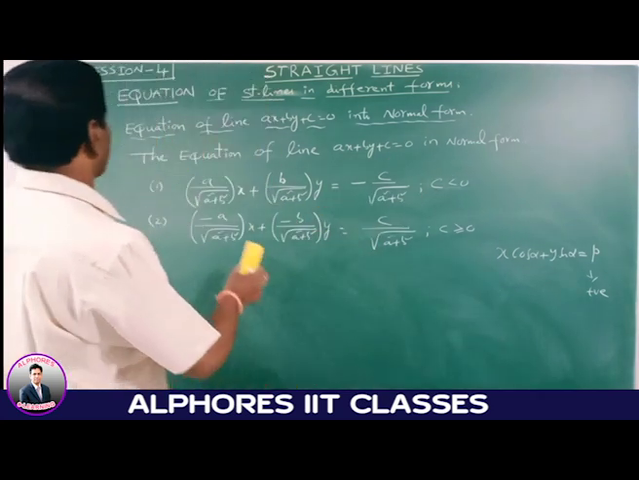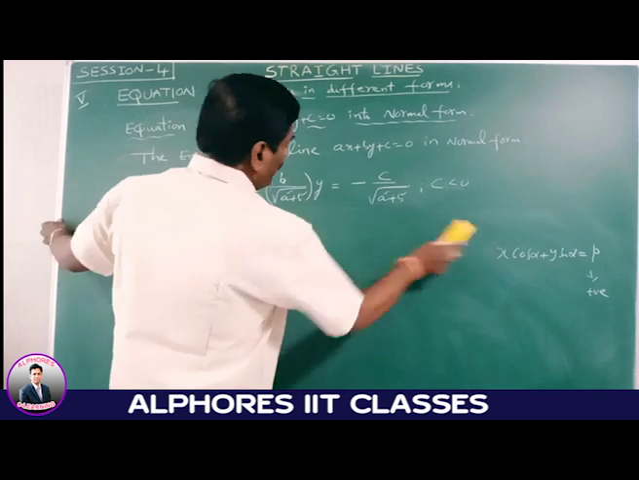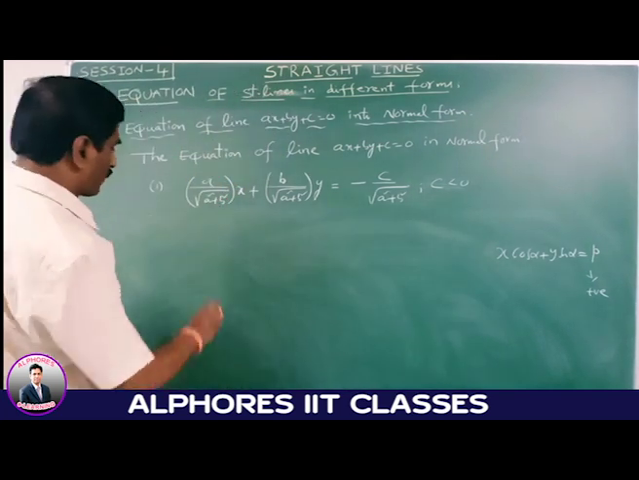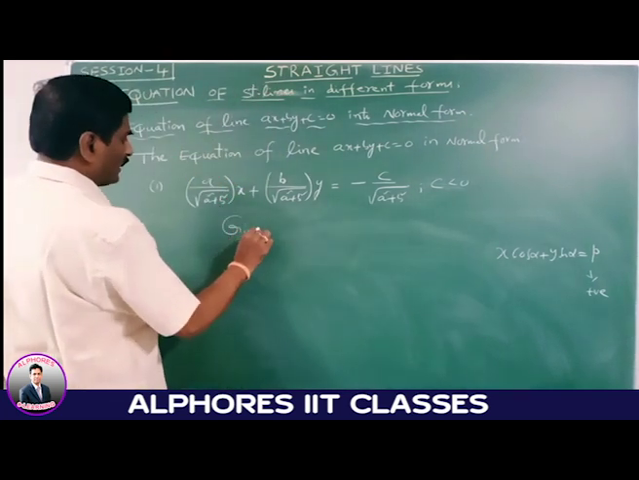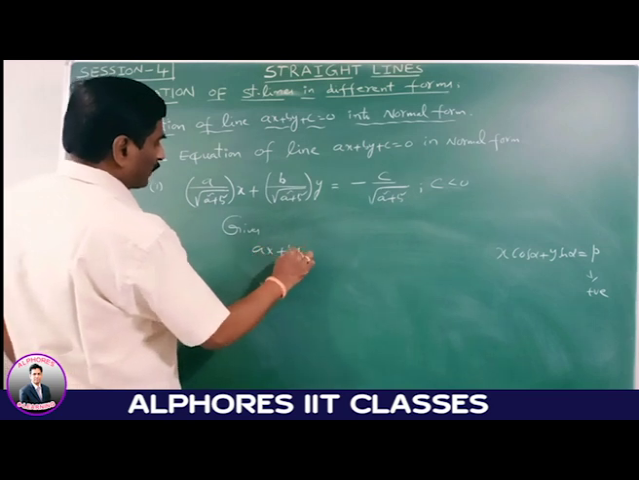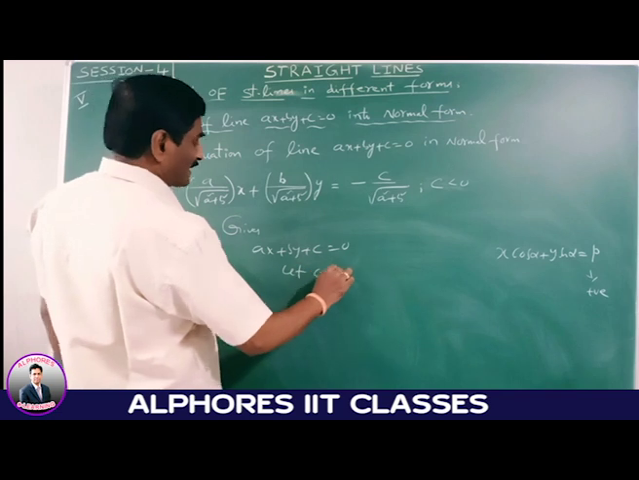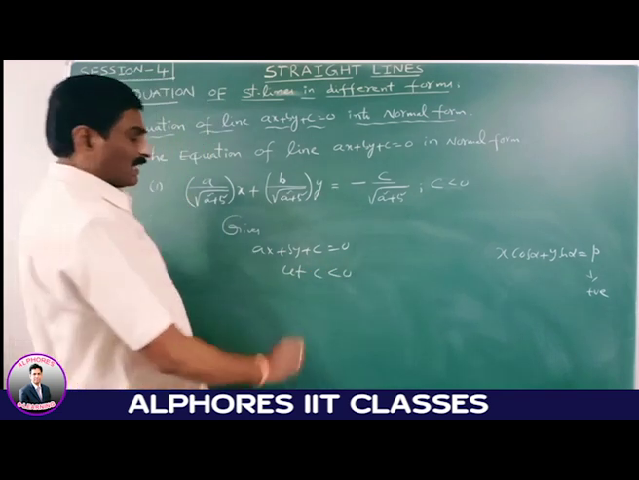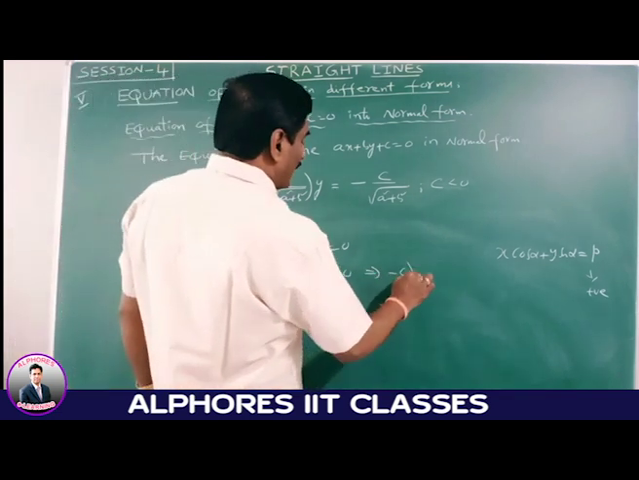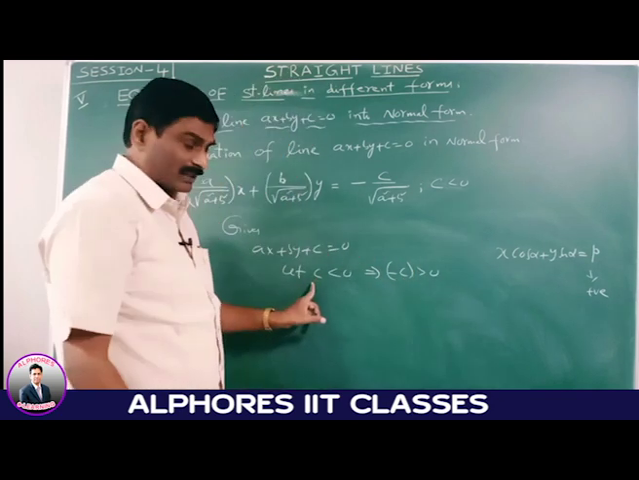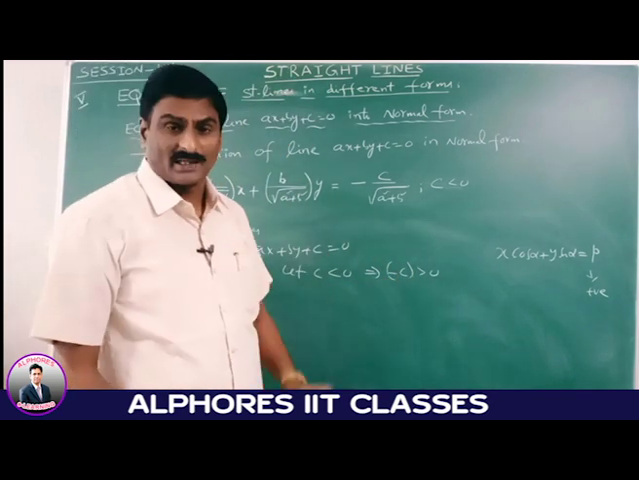Okay. Now, first one. In this case, c is less than 0. What is the given equation of the line? The given equation is ax plus by plus c is equal to 0. Here, first one, let c be less than 0. That means c is negative. If c is negative, minus c is always greater than 0, by multiplying with minus on both sides.